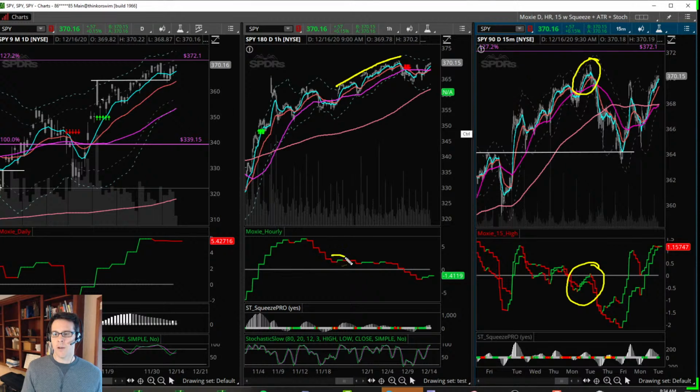Look at the Moxie indicator. See how it was kind of dead, not doing much, and just trending down? Yeah, that was an issue. And then we also had a big gap between price and the hourly 50. So I was looking at a lot of that.